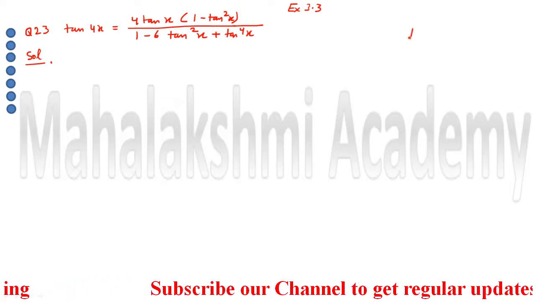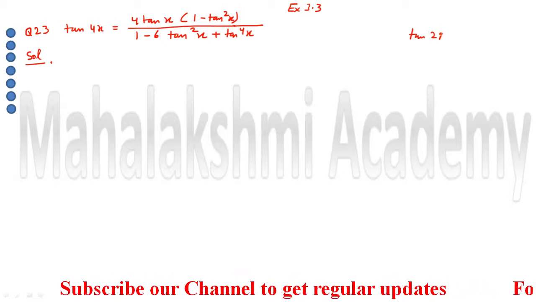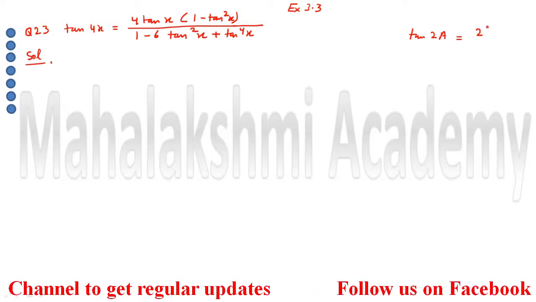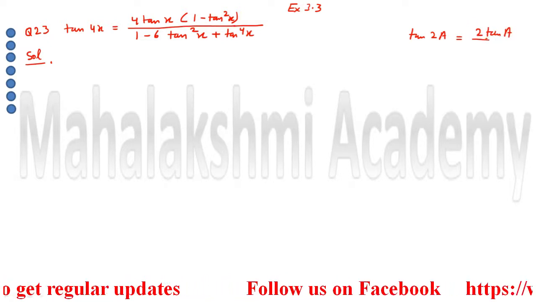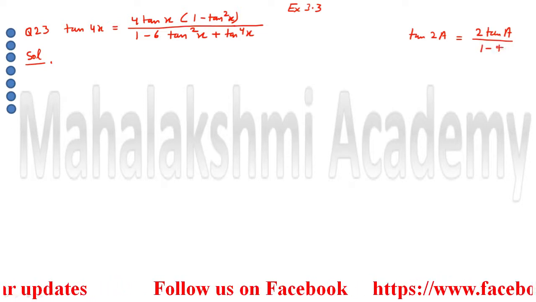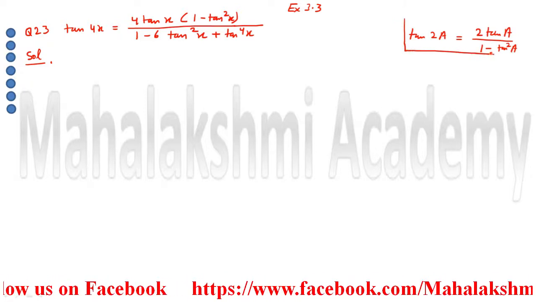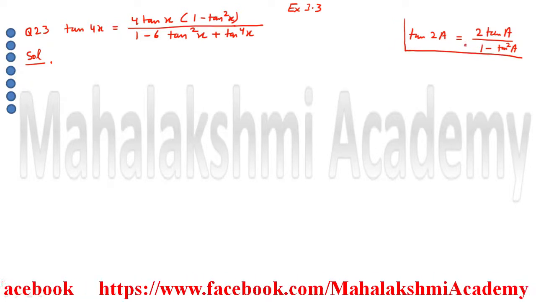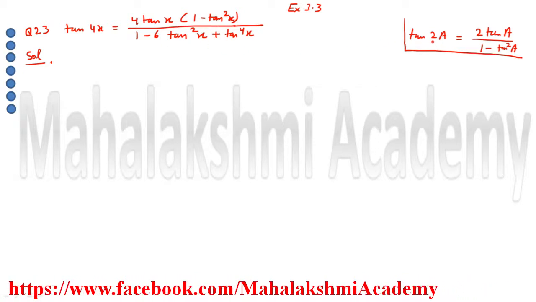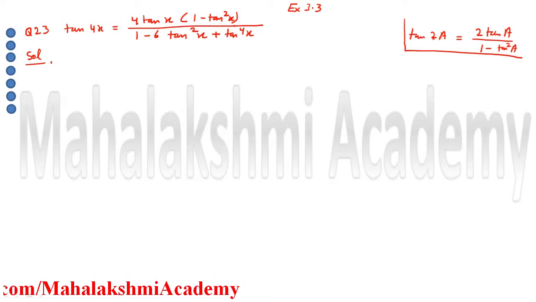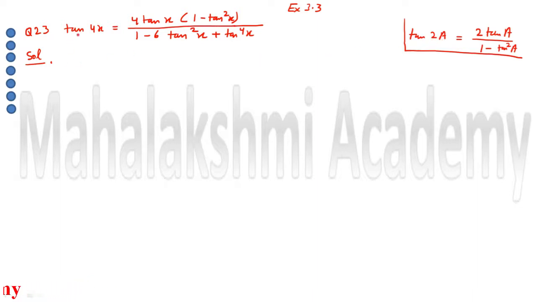I am going to use the formula of tan 2a, that is 2 tan a divided by 1 minus tan square a. So this formula I am going to use in this complete question. Here the formula is tan 2 multiplied by a, so the angle should come as a multiple of 2. That's why for the left hand side, we first will write down only the left hand side.